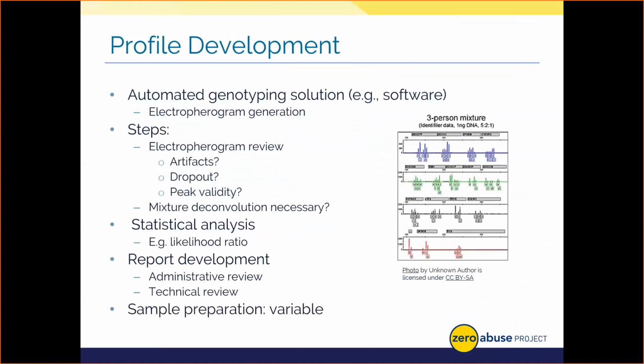As I mentioned on the last slide, the signal from the CE will be digitized into an electrophoregram. A software program interprets the CE signals and generates the profile in this format. Once the program generates the electrophoregram, there's still a lot of work to do. You have to review the electrophoregram and determine if there are artifacts from the CE process that need to be removed, which are not a part of the DNA profile.